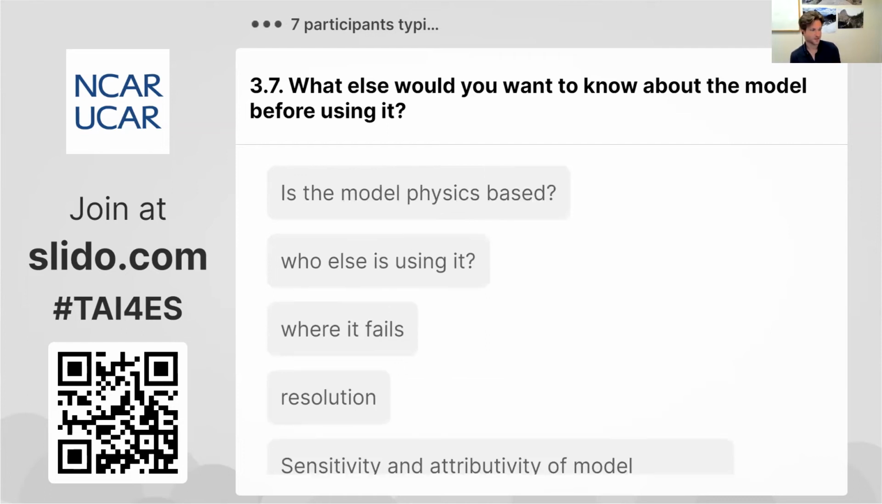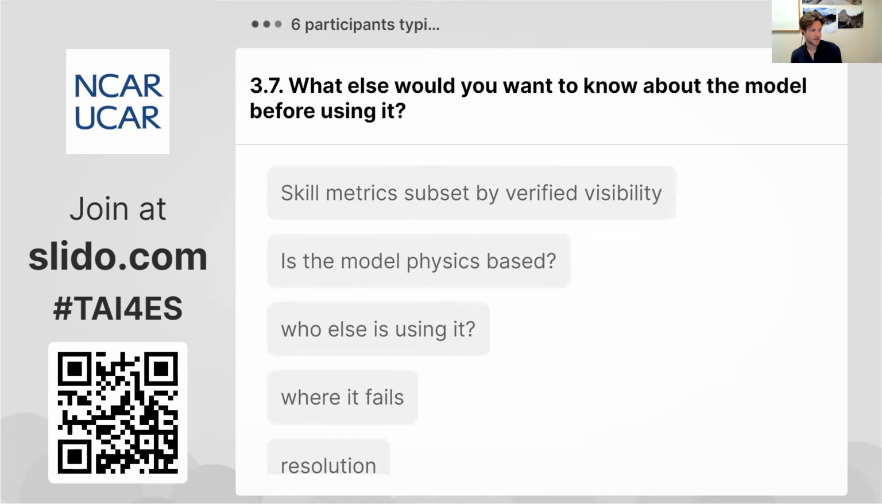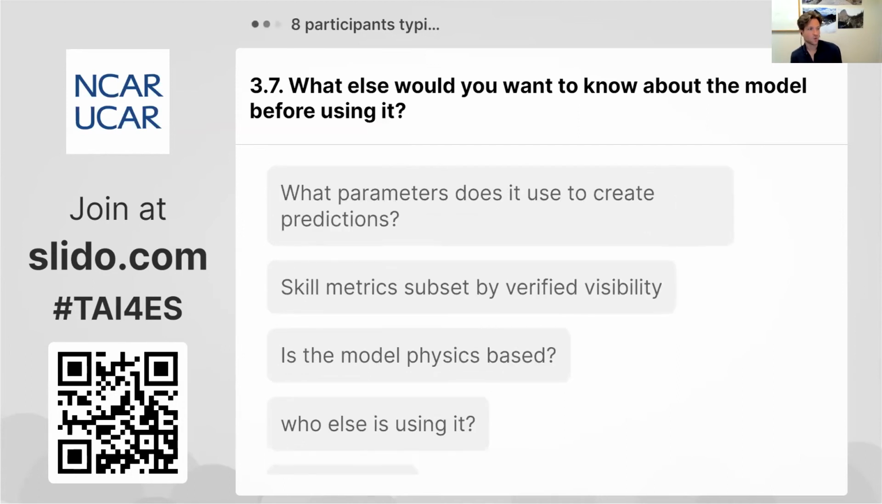Great, these are all good points. Is the model physics-based? Excellent. Skill metric, subset verified visibility. Okay, awesome. What parameters does it use to create the predictions? Inputs, excellent.